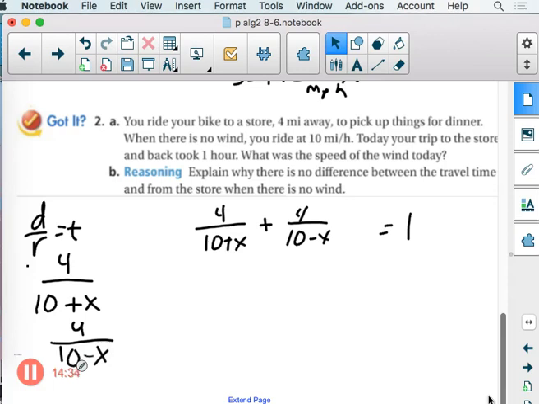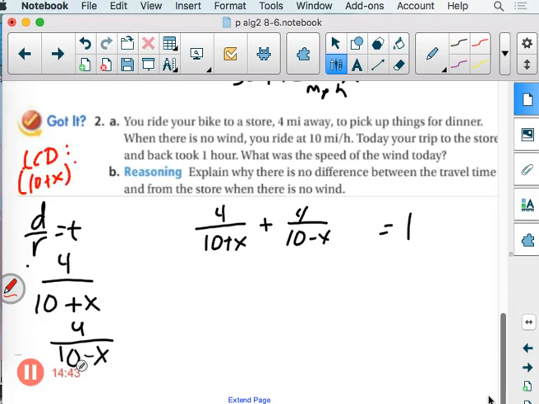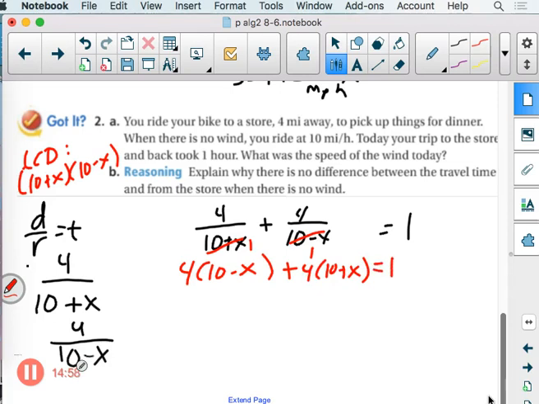What's our LCD? Both of those monsters, yep. Again, I'm not necessarily going to write all of that down, but I realize this would cancel, and I'd have to multiply by the 10 minus x. This would cancel, and I'd have to multiply by the 10 plus x. And unfortunately over here, we would need them both, but it's a sum and difference pattern, so it goes really fast when you multiply it out. All right, let's distribute.